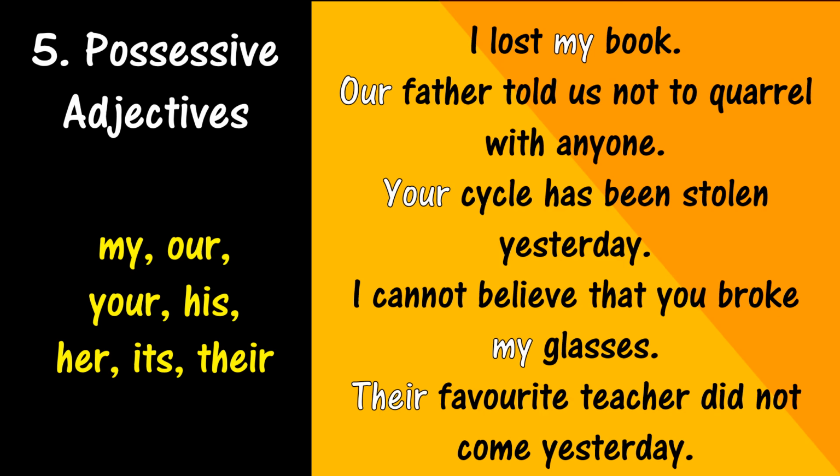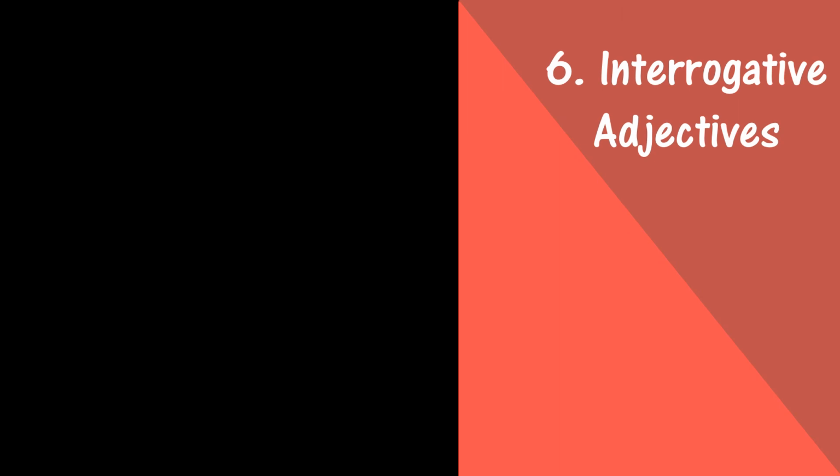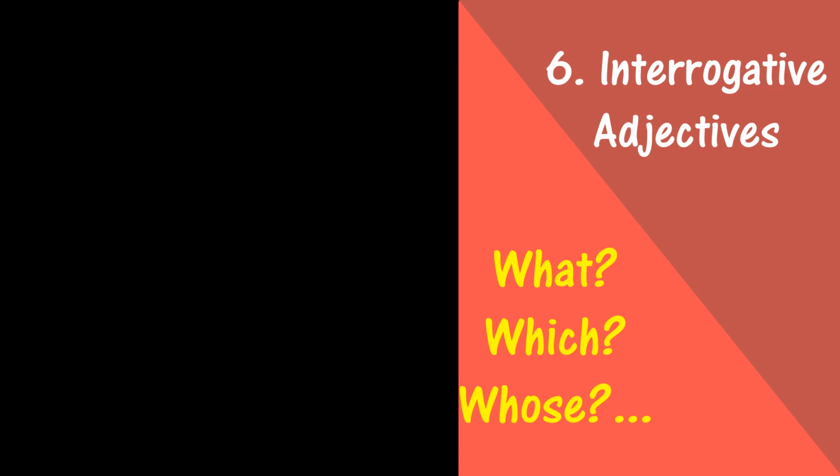Understood? Now let's go to the next one, interrogative adjectives. Interrogative adjectives are used with nouns to ask questions. English has 3 interrogative adjectives: what, which, and whose. In direct questions, the adjective will appear at the beginning of the sentence next to the noun it speaks of.